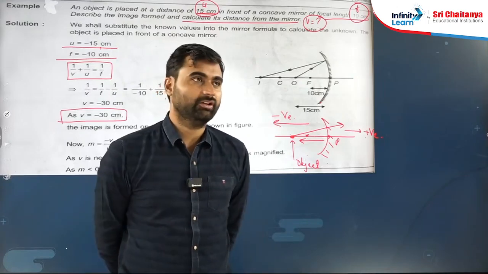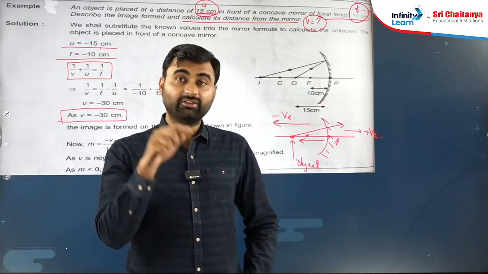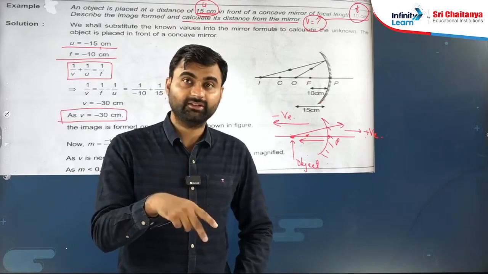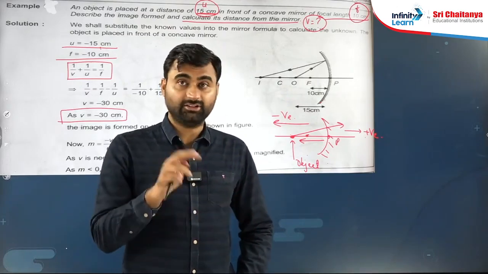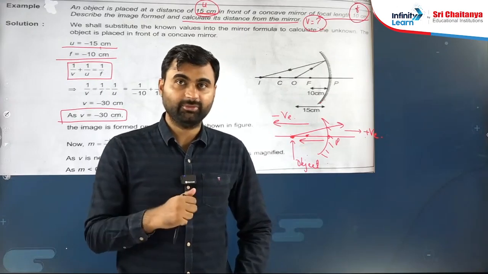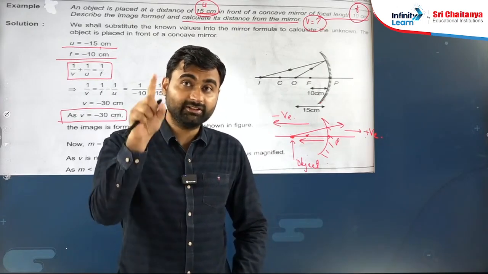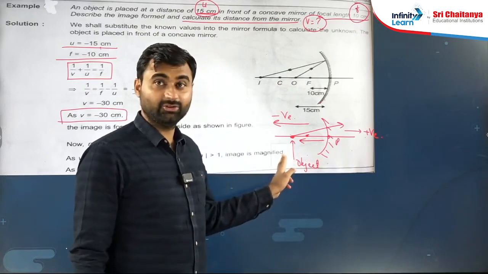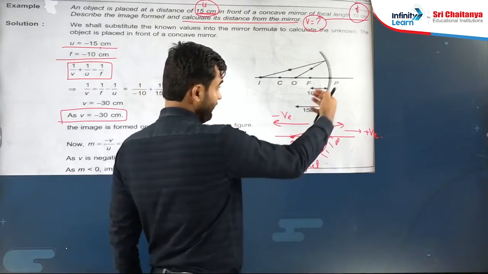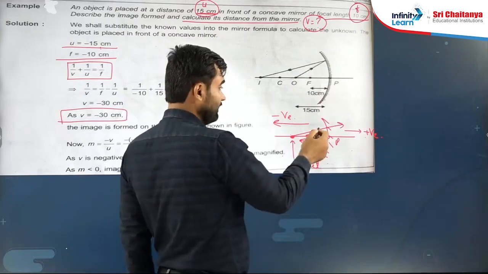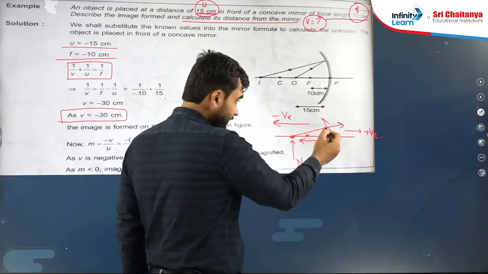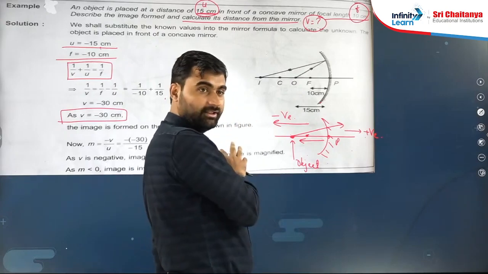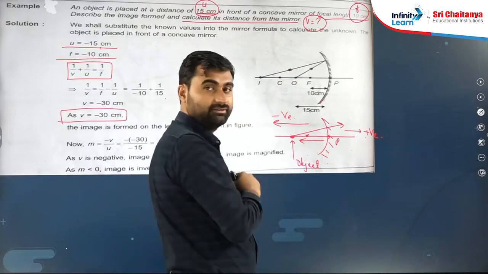Now understand this very important point: how to find whether it is a real image or a virtual image. Real image means the reflected rays cut. So which side can the reflected rays cut, this side or this side? Definitely this side, because the ray will reflect and move back in the same medium, this side only. So the reflected ray can cut this side.